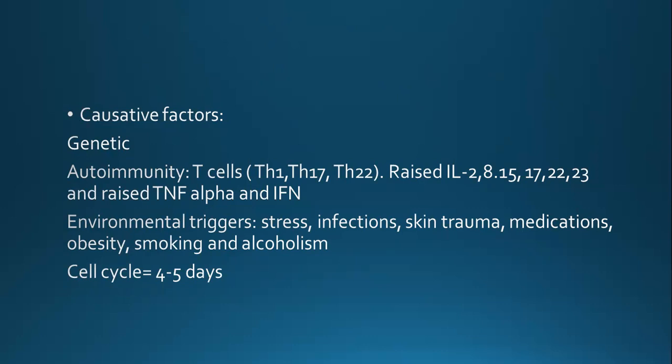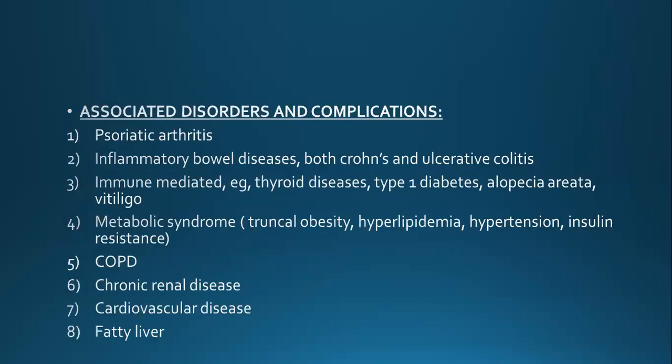If you remember, the cell cycle of a normal keratinocyte is 28 to 45 days. In psoriasis and some other disorders of keratinization, the cell cycle shortens to as little as 4 to 5 days. That is, the cell from the basal layer reaches the stratum corneum in just 4 to 5 days. That is why there is hyperkeratinization and thickening of the skin.